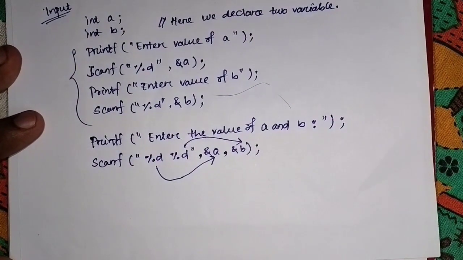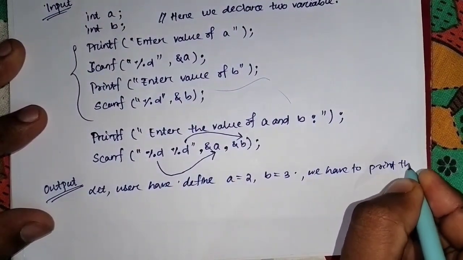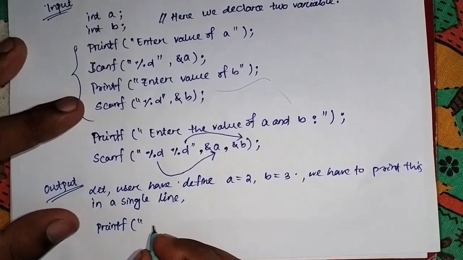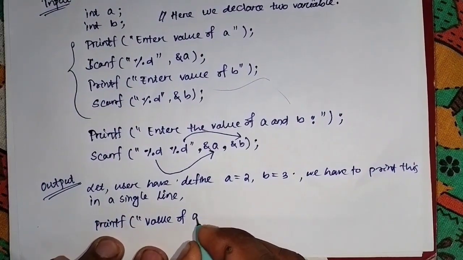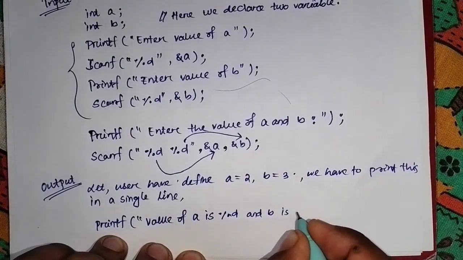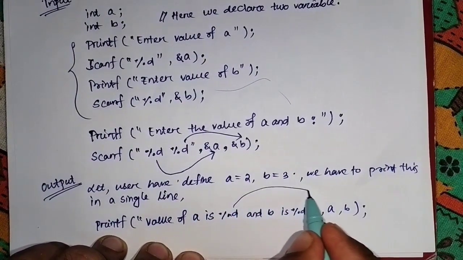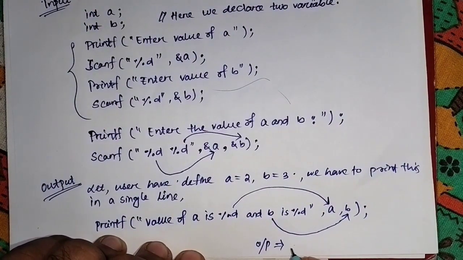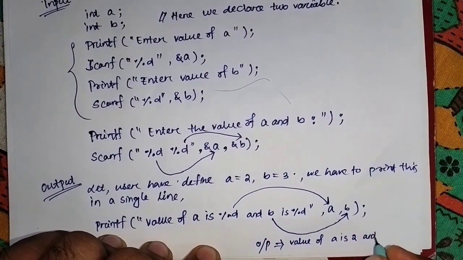For output, let the user have two numbers, a equal to 2 and b equal to 3. We have to print this in a single line. So how will we do this? For this, printf value of a is %d and value of b is %d, and after the comma I have written a and b. The first %d will take the first variable's value, and the second %d the second variable's value. So the output will be value of a is 2 and value of b is 3.